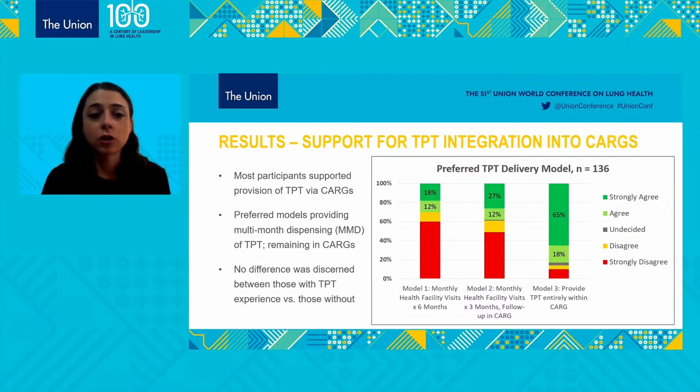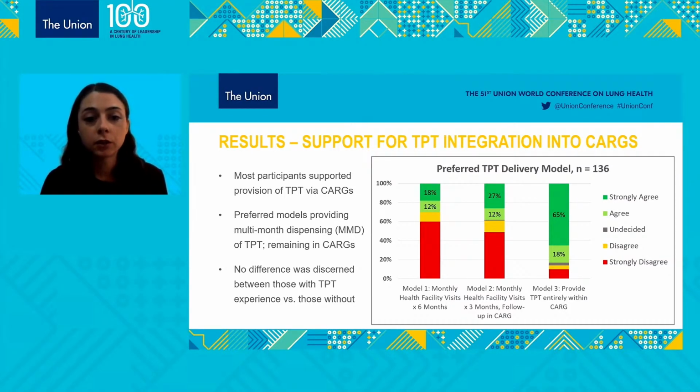Overall, participants strongly supported the provision of TPT via CARGs. During the focus group, we presented 3 different models to the participants. Model 1, shown on the graph on the left, involves the CARG member having to leave the CARG for the duration of TPT treatment and going to monthly clinic visits. Once they're done with TPT, they are able to rejoin the CARG model.